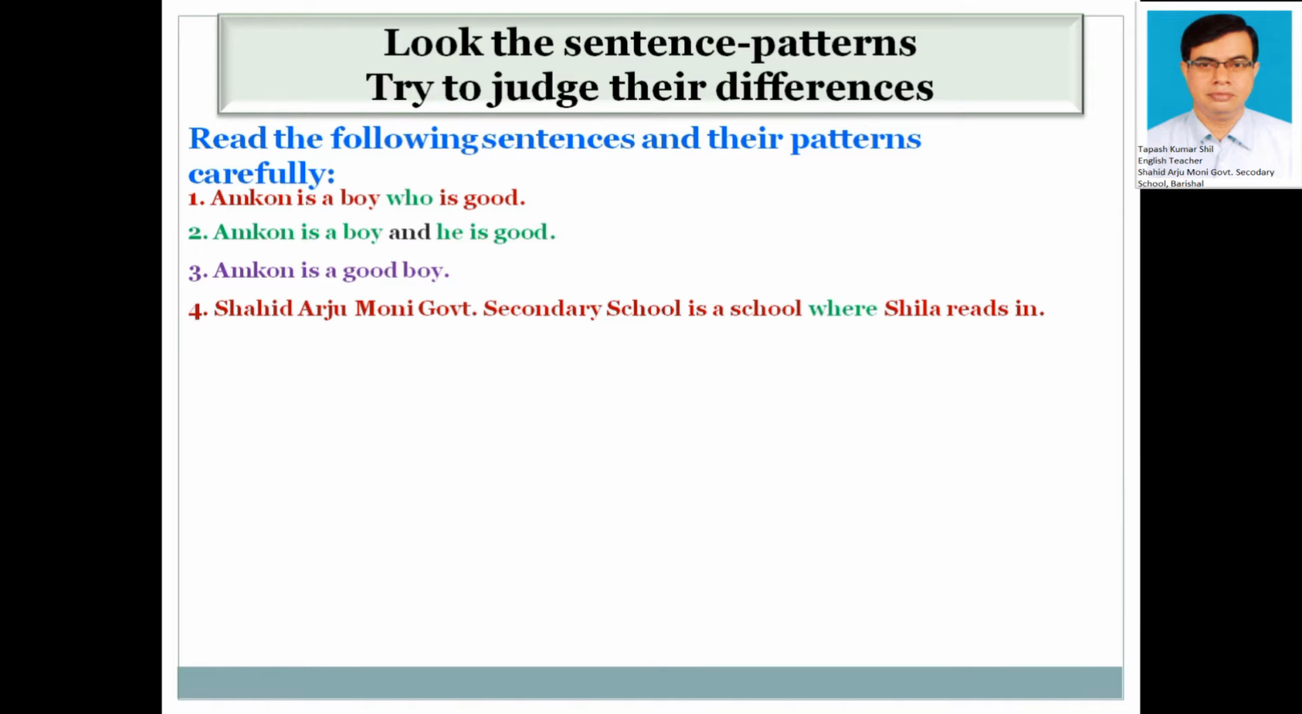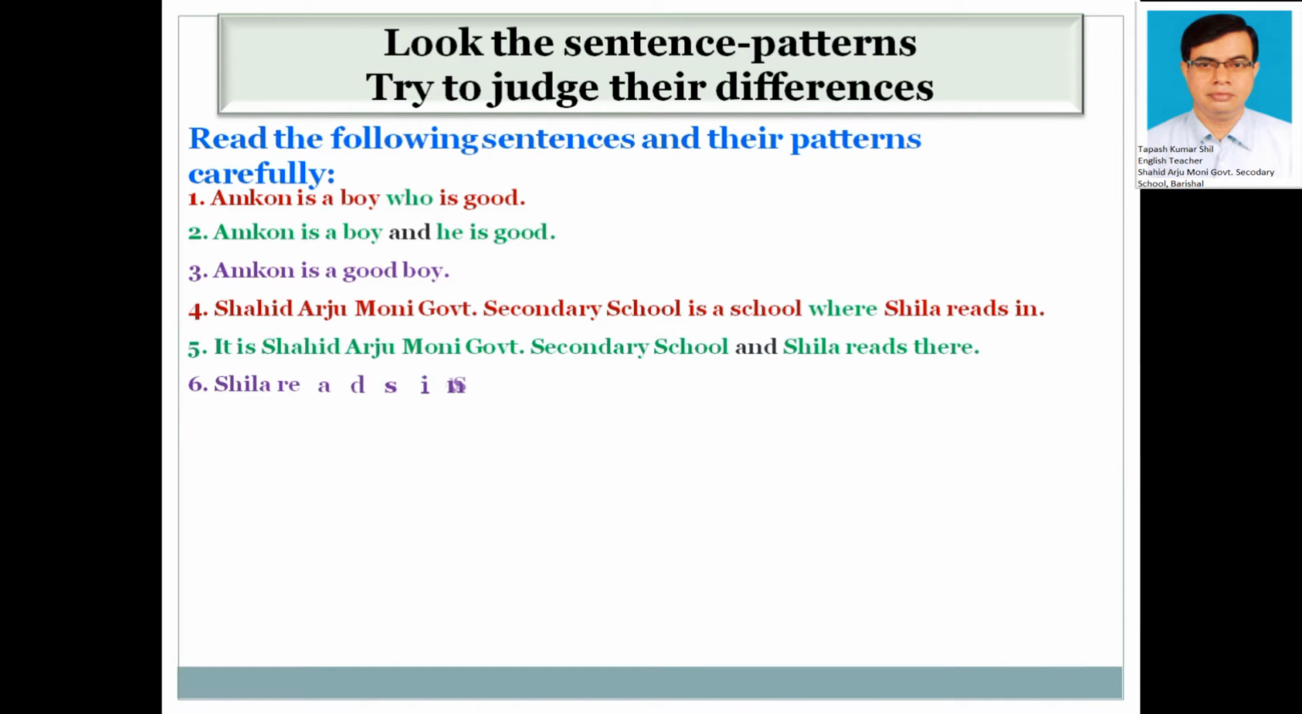Look at the next three sentences. Shohid Arjumani Gop Secondary School is a school where Sheila reads. It is Shohid Arjumani Gop Secondary School and Sheila reads there. Sheila reads in Shohid Arjumani Gop Secondary School. These three sentences also have the same meaning, but their structural patterns are different.